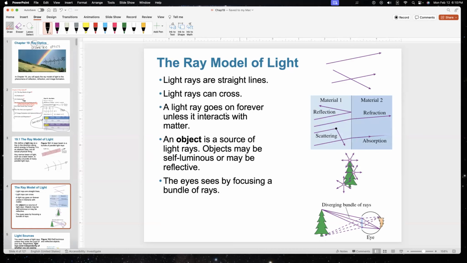A light ray can go forever unless it interacts with matter, and an object is a source of light rays. Objects may be self-luminous, like the sun, like a light bulb, or maybe reflective, like our own bodies. Our eyes see by focusing a bundle of rays.